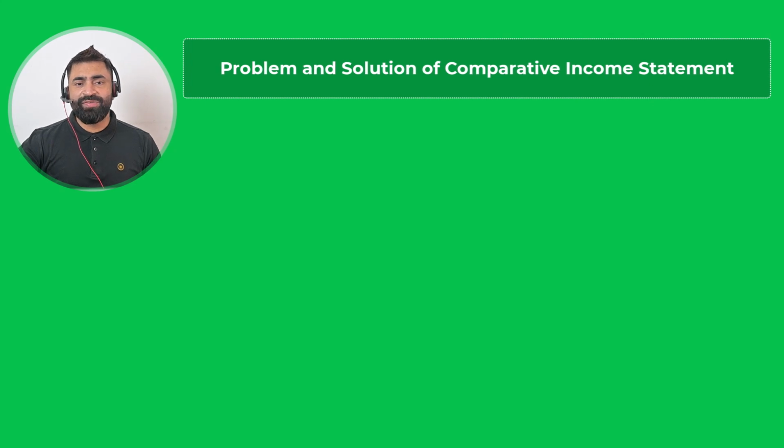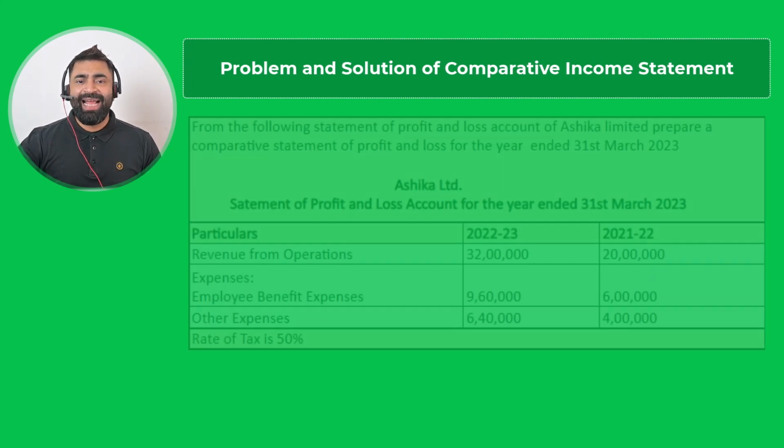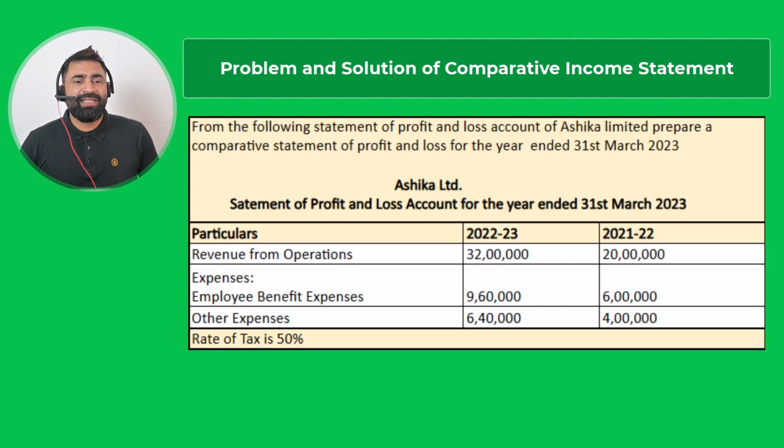Okay, let's solve this question and apply what we have learned so far. This is going to complete it really. So let's look at this question on the screen. From the following statement of profit and loss account of Ashika Limited, prepare a comparative statement of profit and loss for the year ended 31st March 2023.